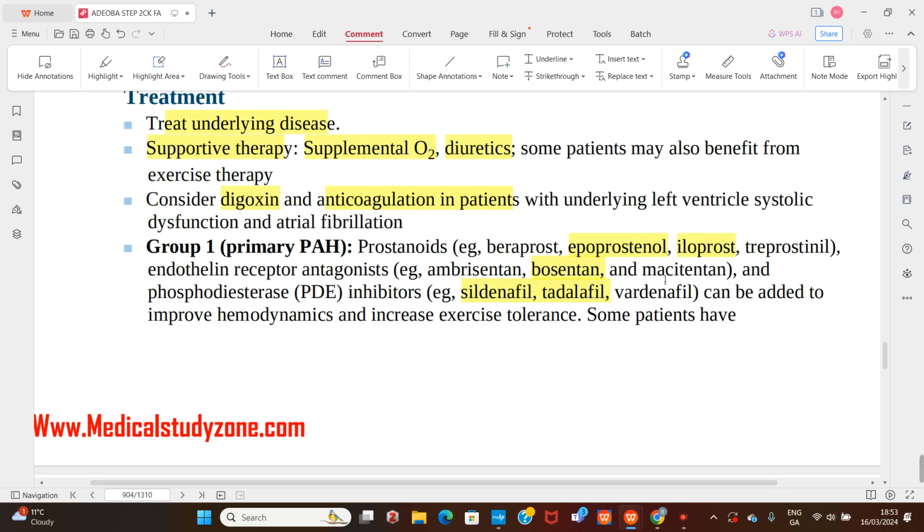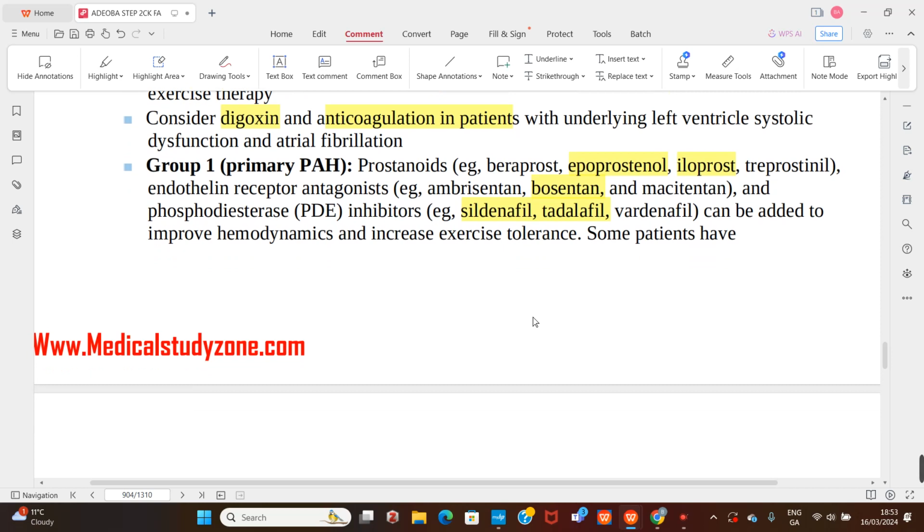Or you can give an agent that allows cGMP to accumulate and cause relaxation of the vessels. An example of what allows cGMP to accumulate is when you give phosphodiesterase inhibitors like sildenafil, tadalafil. So they are going to improve hemodynamics and increase exercise tolerance, and they will not be dyspneic with exercise. So don't forget, these are very applicable to people with group 1.